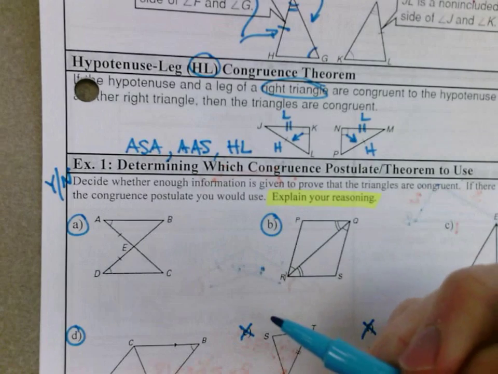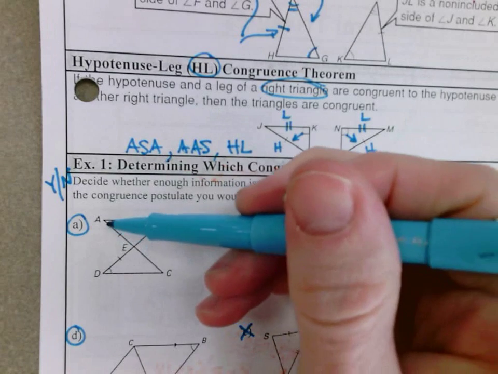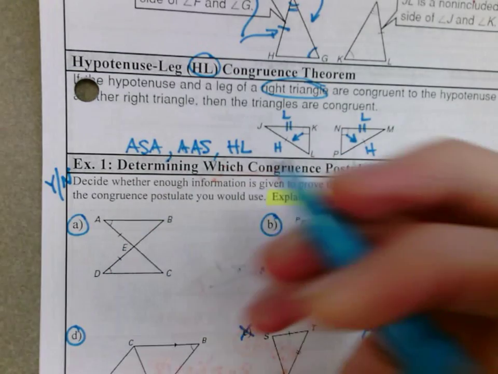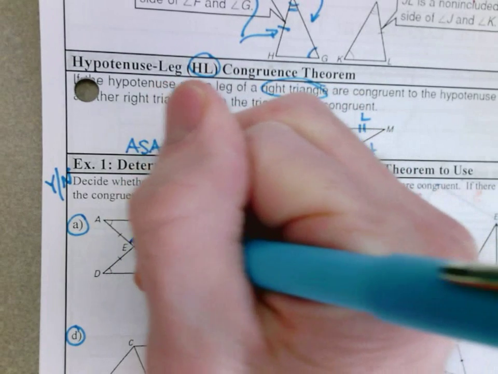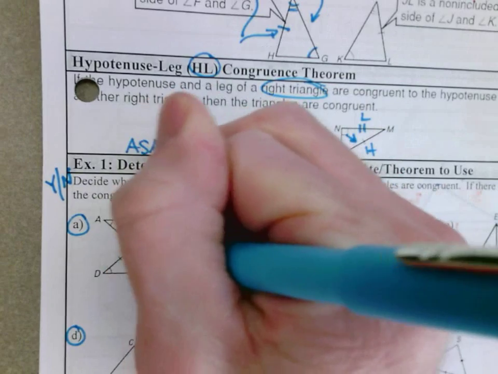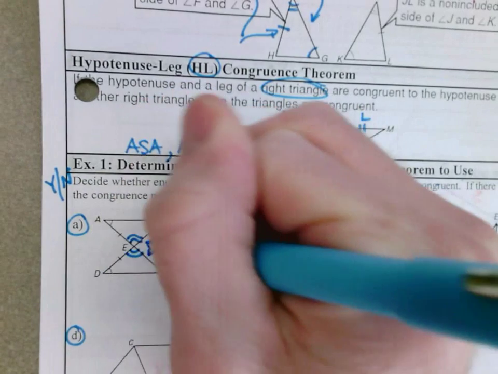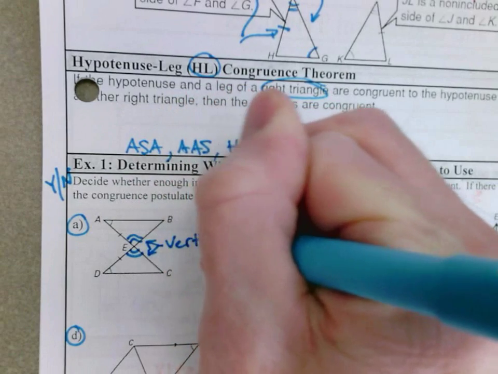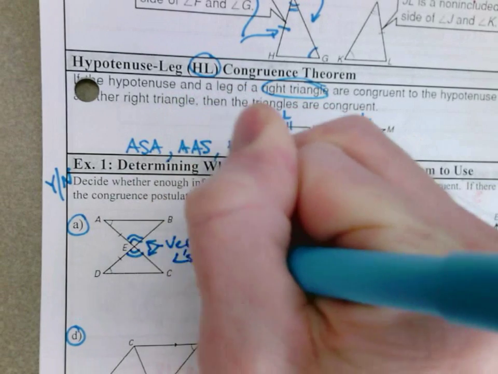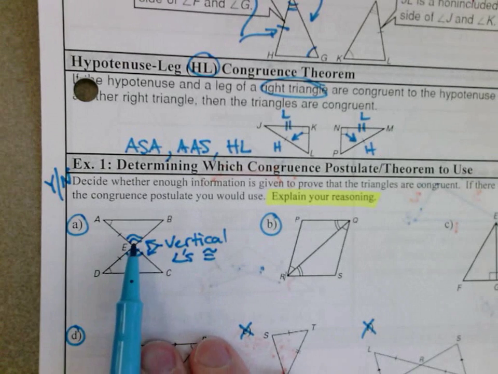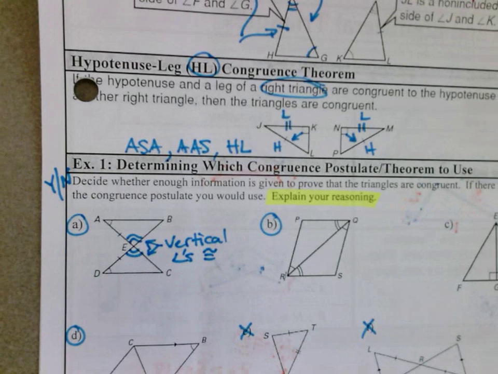I'm looking at this picture. I immediately see that I have an angle and a side congruent to an angle and a side. Now I also notice that right here surrounding point E, I could identify that vertical angles are congruent. We're a little bit short on space there, so I'm just going to do some abbreviating. So vertical angles are congruent.